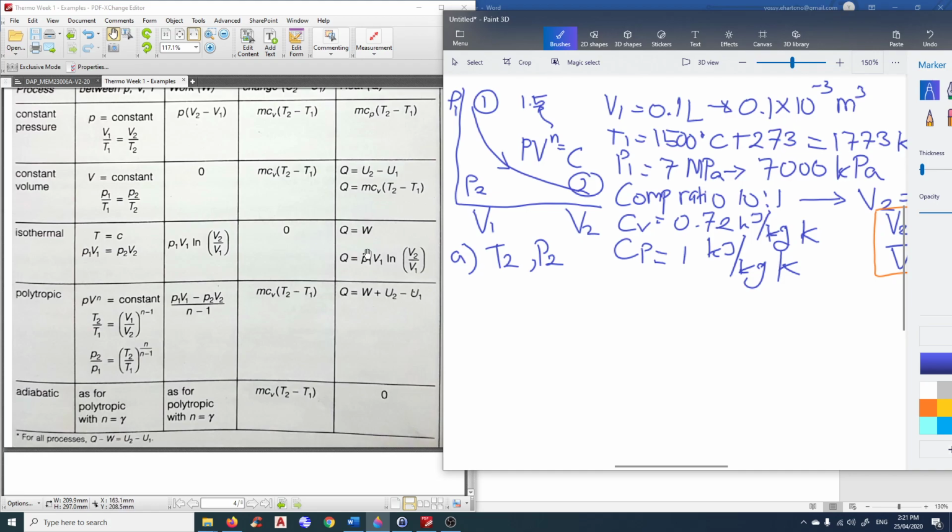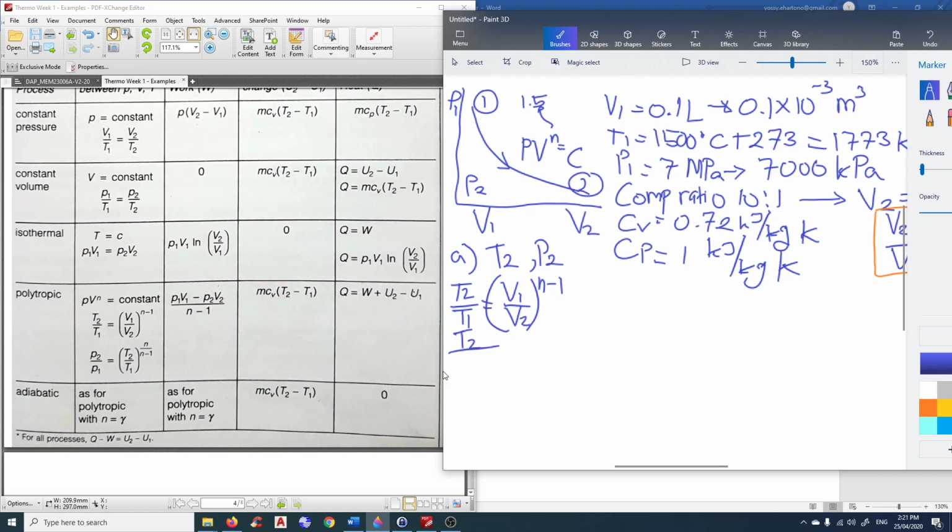From the formula, I'm going to use T2 over T1 equal to V1 over V2 to the power n minus 1. So we're looking for T2.